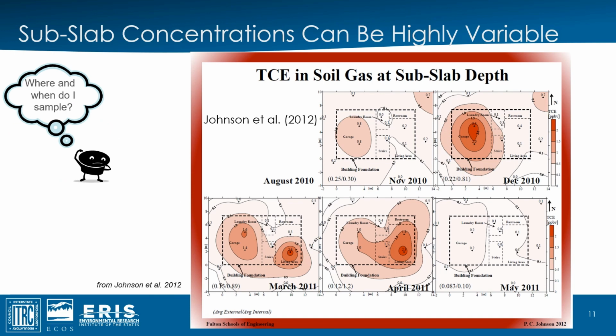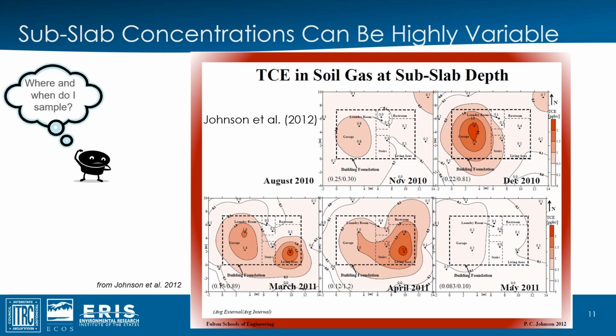We also see this variability show up in subsurface vapor concentrations. This slide shows the variability of subslab TCE concentrations below a home over the course of a 6-month time period. At this site, not only did the TCE concentrations vary over time, but the location where the maximum concentrations appeared below the foundation also varied. In general, the variability of subsurface vapor concentrations increases with increasing source separation distance.